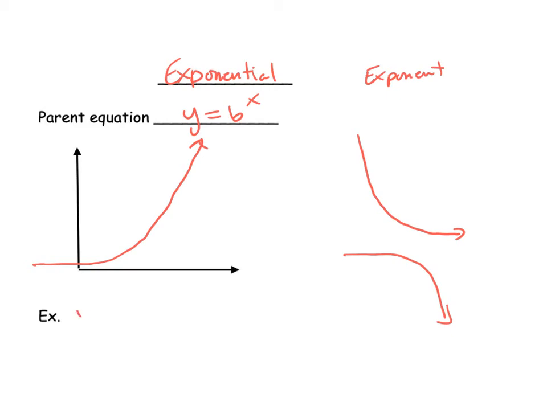Some examples of the equation: y equals 2 to the x, y equals negative 4 to the x, or perhaps even y equals 3 to the x minus 5. But you notice in each case, the x is the exponent. That's what makes it exponential.